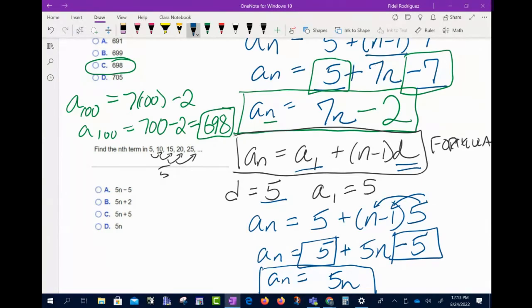So the question says, find the nth term. Well, that's the formula for the nth term. Is that one of my options? Yeah, it's right there, right? It's choice D.